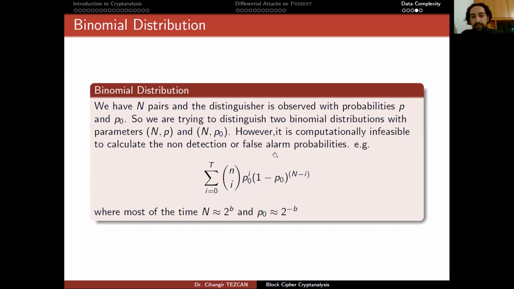But the problem is that we cannot perform such a huge summation because N is most of the time something close to 2 to the b, and P0 sometimes has a probability very close to 2 to the minus b. So regardless of where you put the threshold, this summation would be very hard to compute. And T is most of the time something like N over 2. So it is a summation of a huge number of numbers, which are huge powers of very small numbers. So it is not easy to calculate.